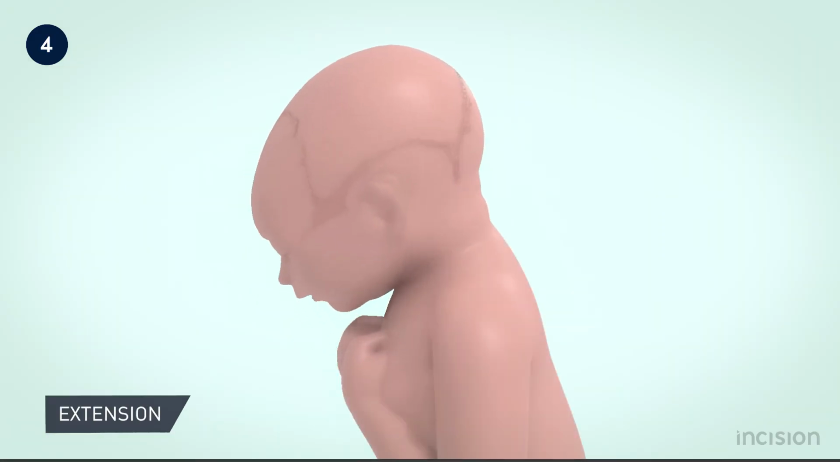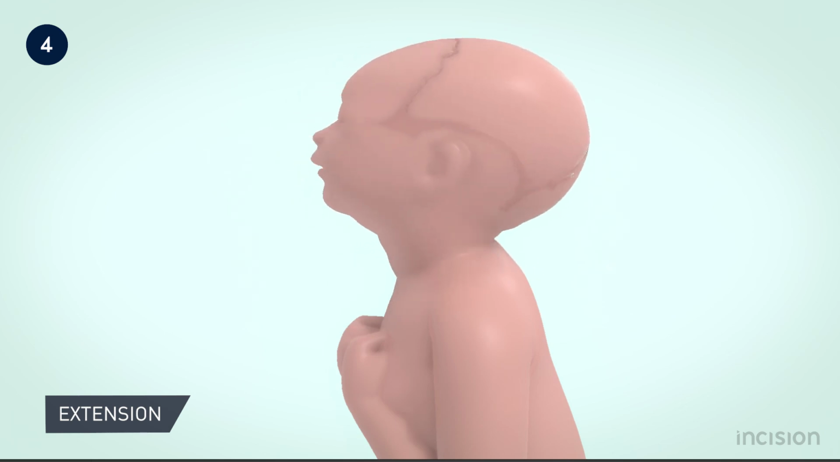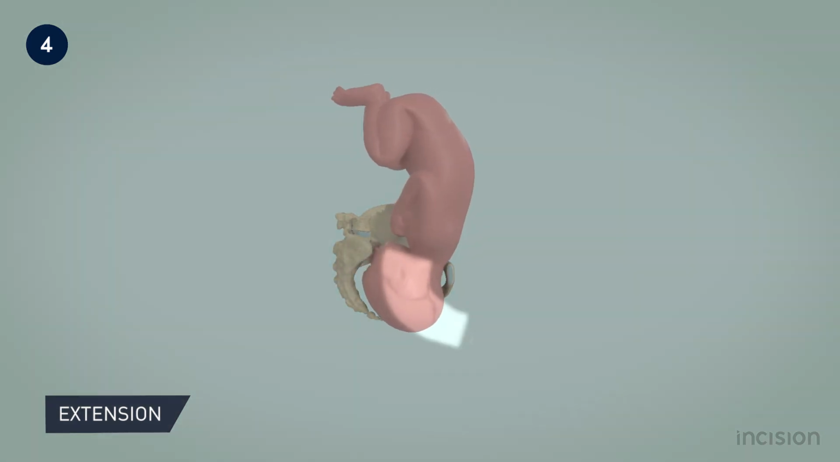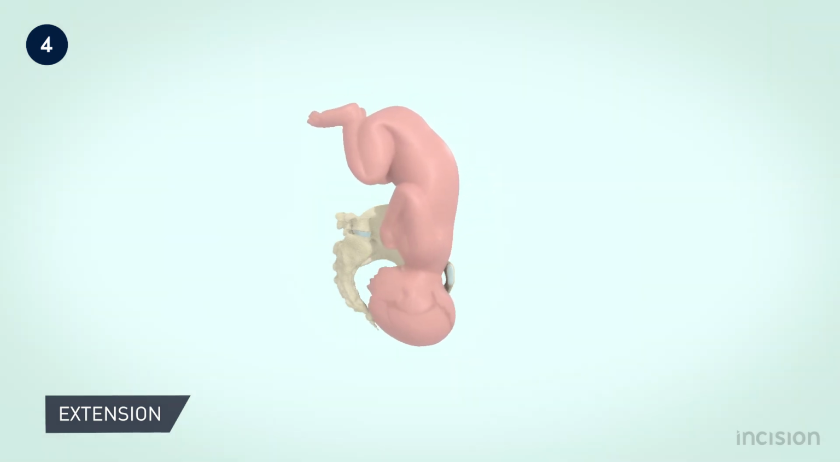Extension. With extension, flexion decreases due to the forward bending curve in the birth canal. The head extends and is borne by rotation around the symphysis.